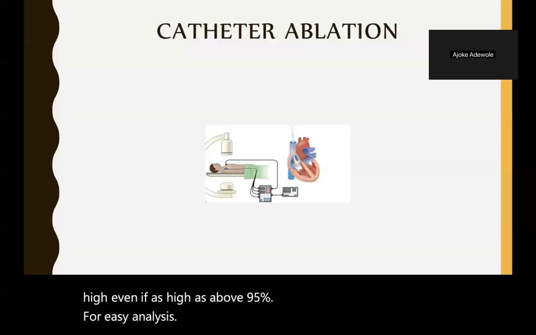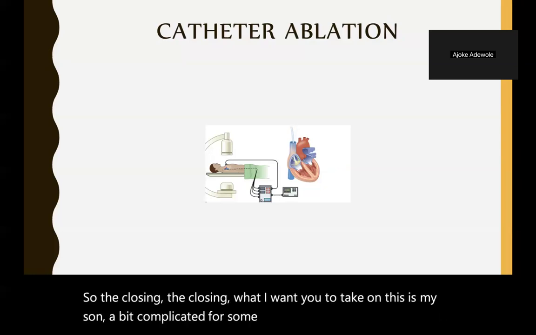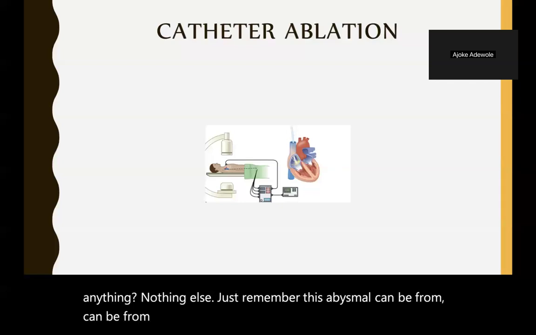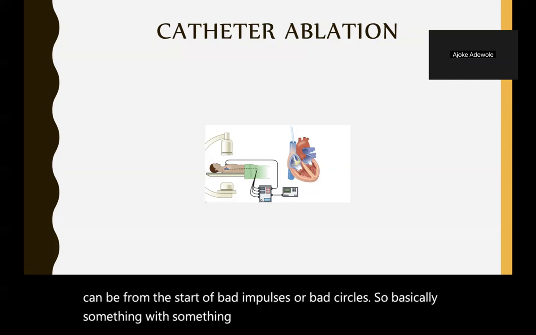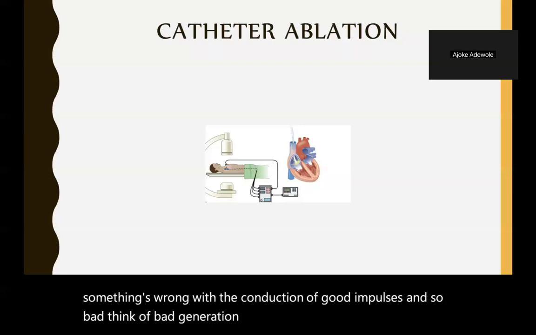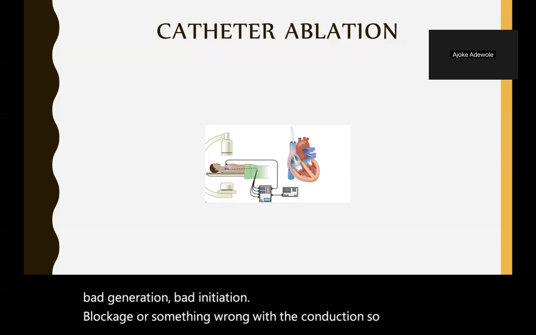So the closing, what I want you to take home with this is, it may sound a bit complicated for some people, but if you remember nothing else, just remember this: arrhythmias can be from bad impulses or bad circuits. So basically, something wrong with the initiation or something wrong with the conduction of good impulses. So think of bad generation, bad initiation, or a blockage, something wrong with the conduction. You have to know the mechanism to understand the treatment.